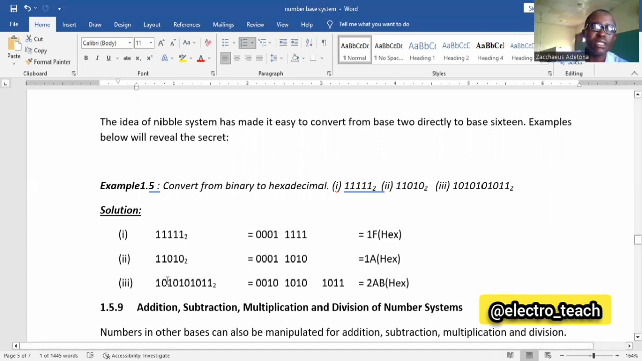Okay. So the same thing applicable to this one. We group it into 4, 4, 4. We have something like 0010, 1010, then 1011. And then this gives us 2AB. This is 2, this is A, and this is B in hexadecimal.